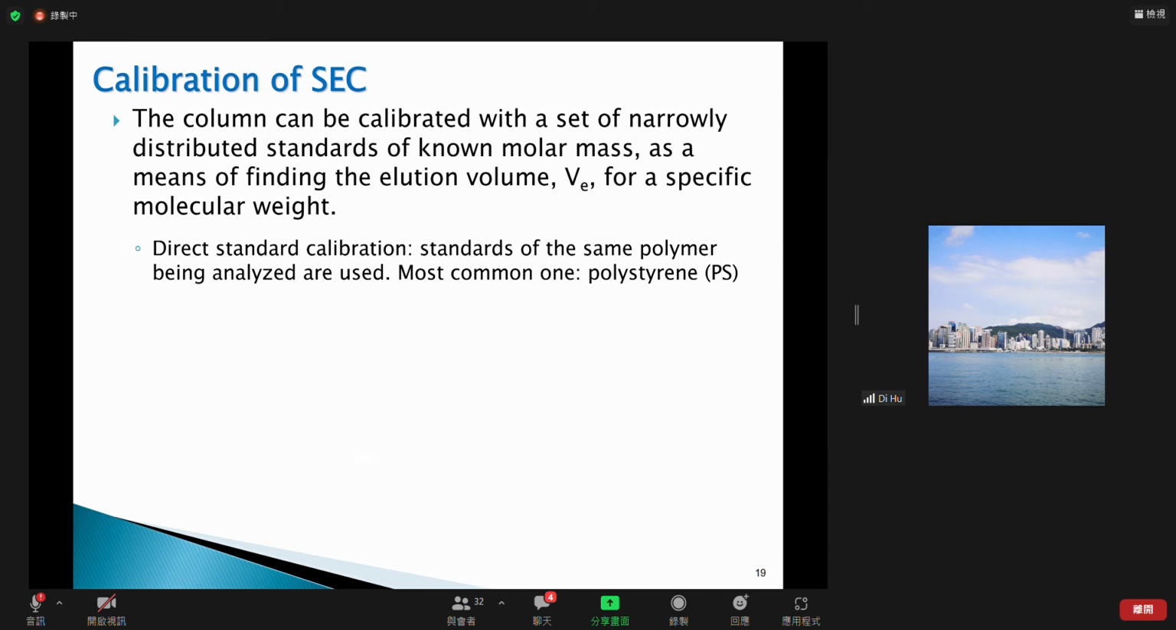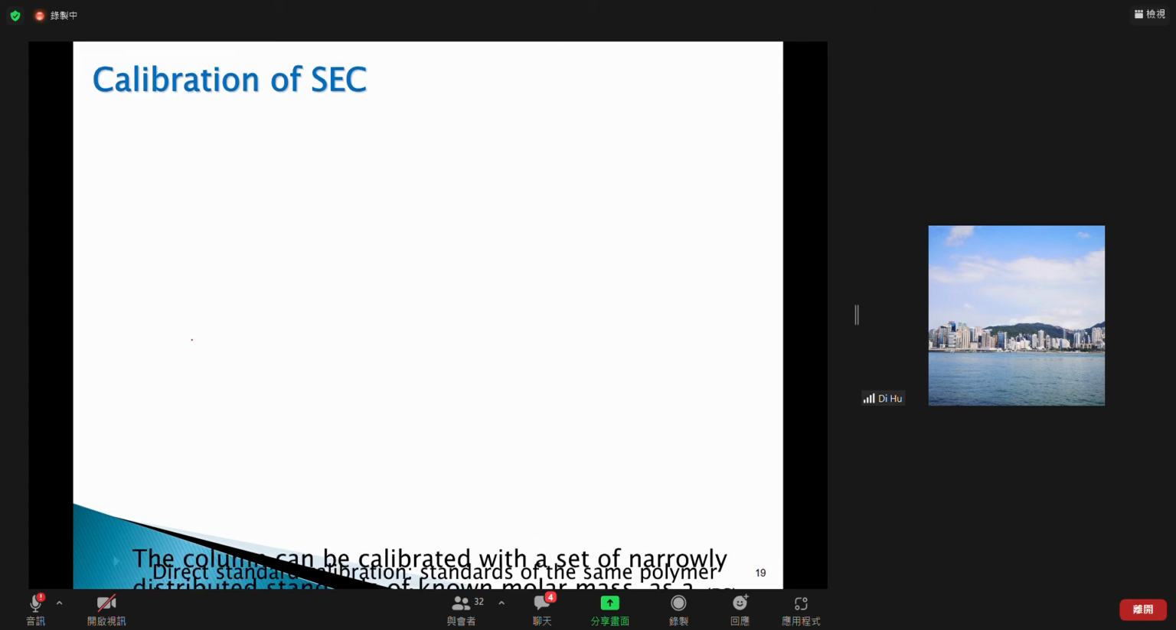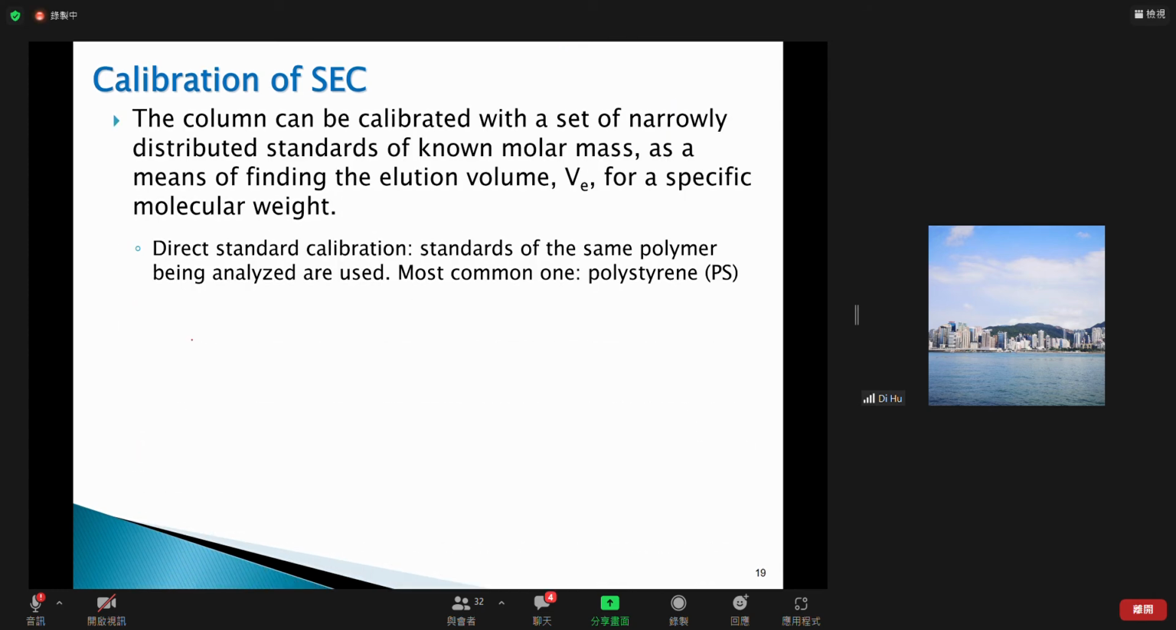So first, when you are doing the calibration, the column is calibrated with a set of narrowly distributed standards of known molar mass, like this one, as a means to find out the elution volume for a specific molecular weight. There are different ways for us to do the calibration, and the most common way is direct standard calibration.